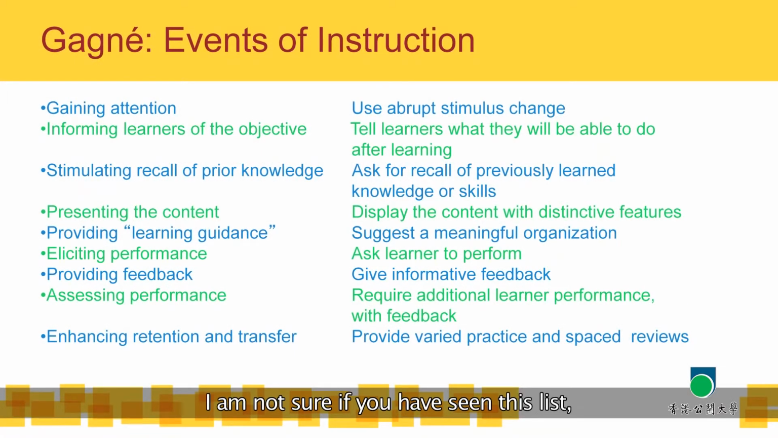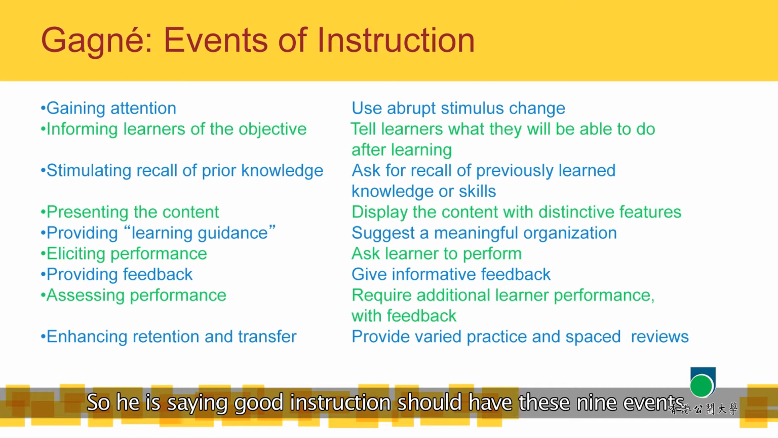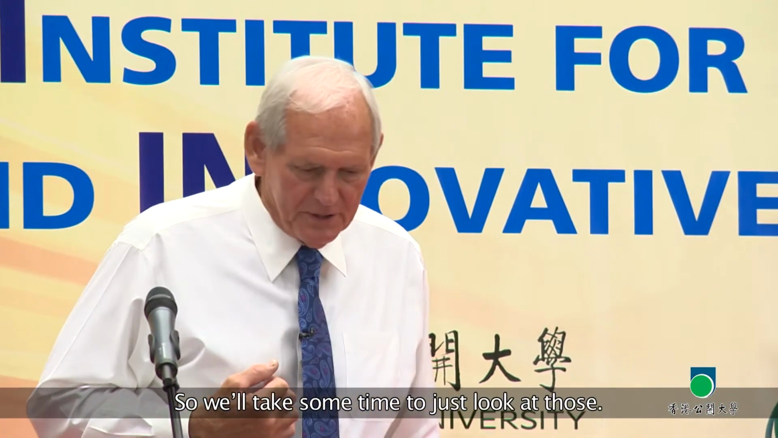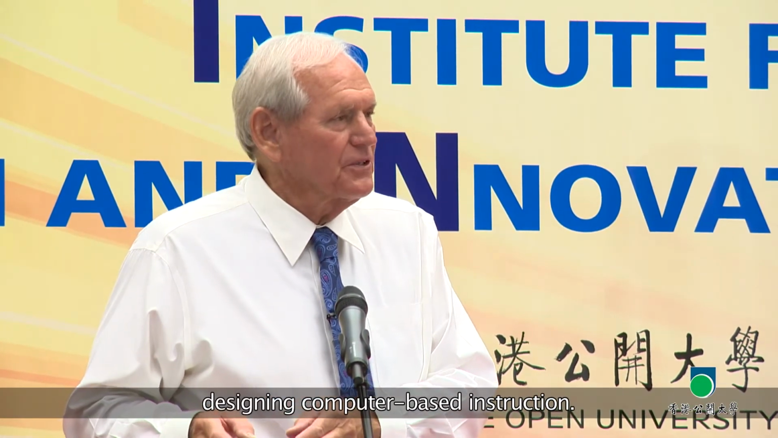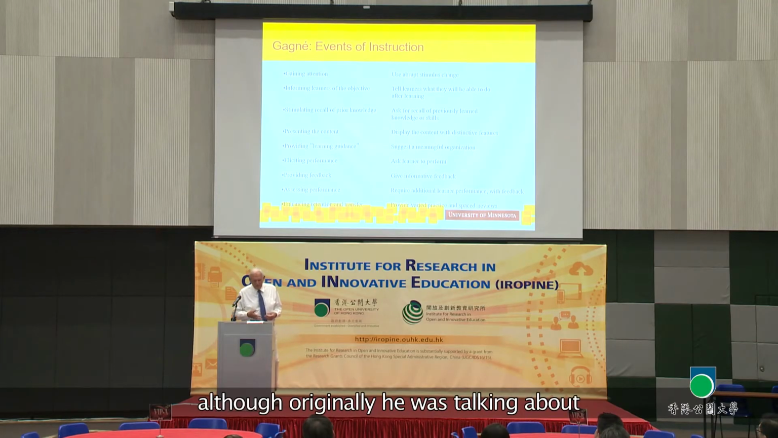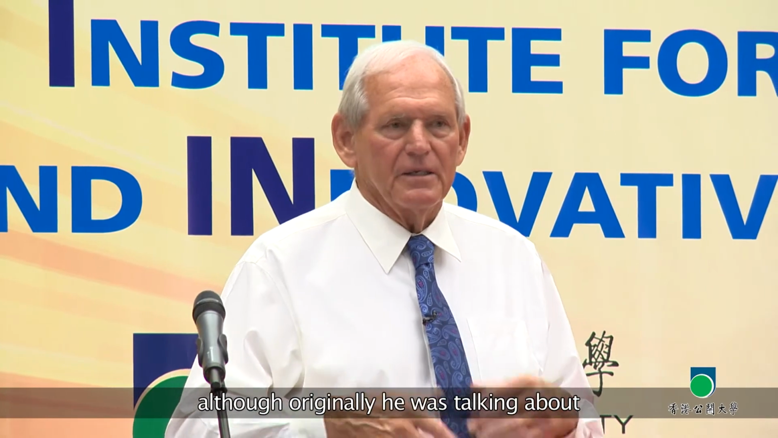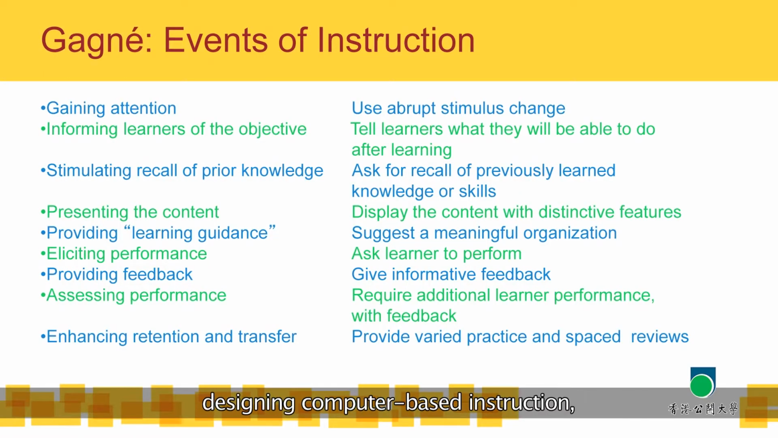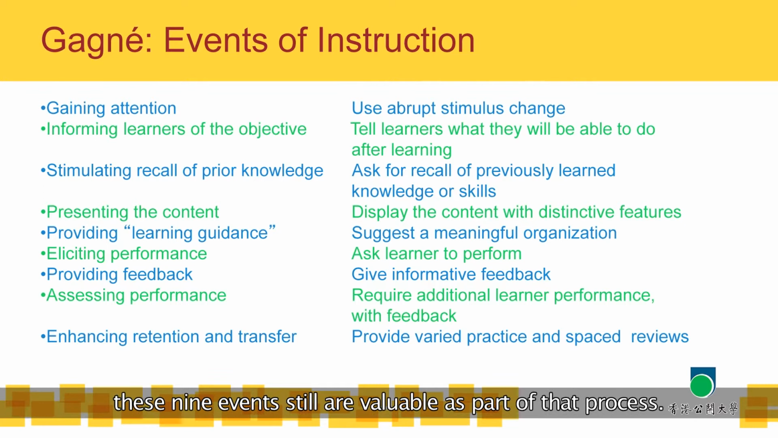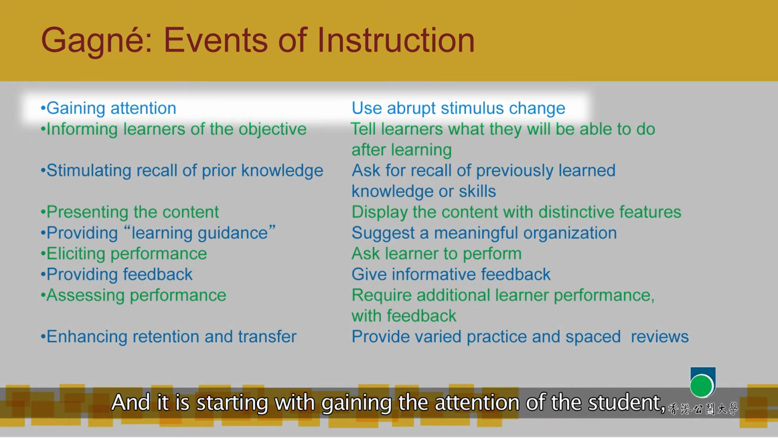I'm not sure if you've seen this list, but Robert Gagné calls this the events of instruction. So he's saying good instruction should have these 9 events. So we can take some time to just look at those. And I think they transfer also to designing computer-based instruction. These 9 events, although originally he was talking about in a general sense of what good instruction should have. So when you're looking at designing computer-based instruction, these 9 events still are valuable as part of that process. And this is starting with gaining the attention of the student.